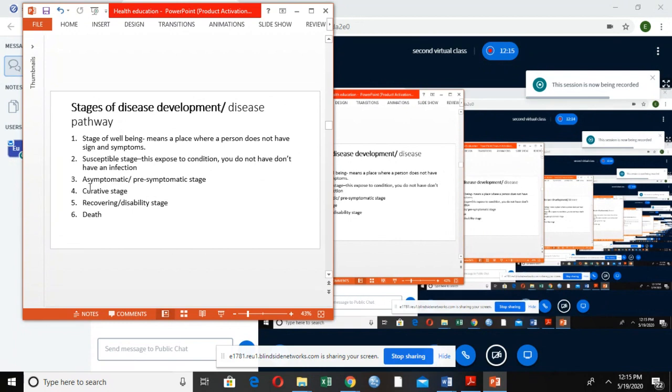Then stage number three is the pre-symptomatic stage. At this stage, you have now developed an infection of a certain agent or a certain risk factor.